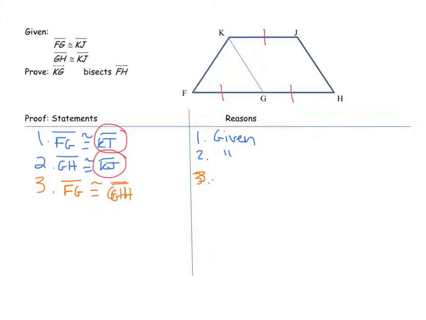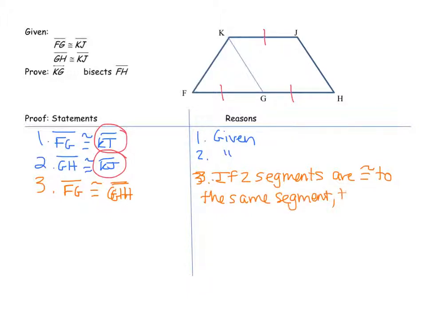For my reason, I can't just write transitive property. That was really nice when we could write that for substitution. But I'm going to say if two segments, because again we're talking about segments, not angles here, are congruent to the same segment, then they are congruent to each other.